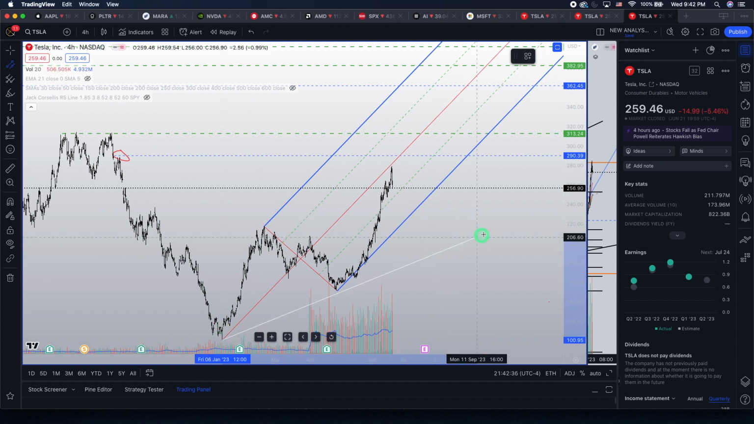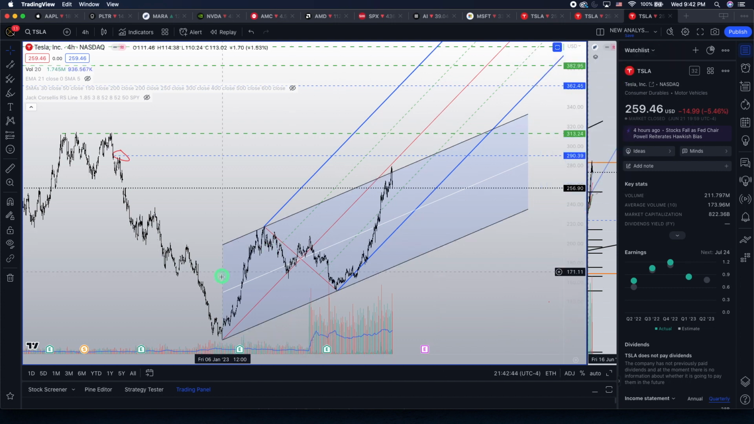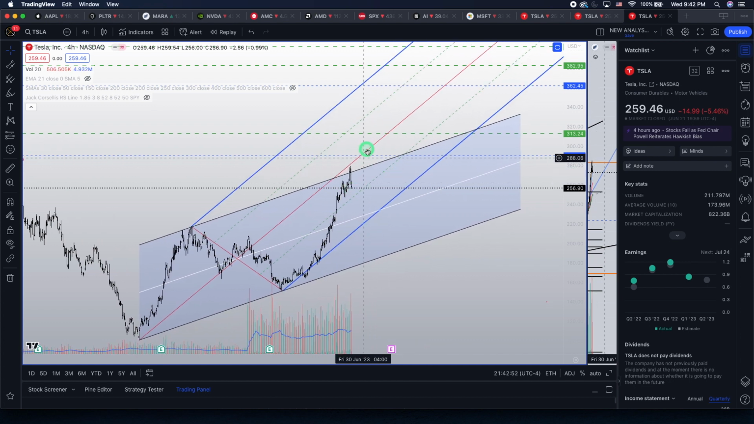We can draw a parallel channel like that. Okay, now this channel, this is kind of what we use more in our wave count. We kind of broke out above it, and I do think we're going to push higher, right? Which is going to confirm our third wave.